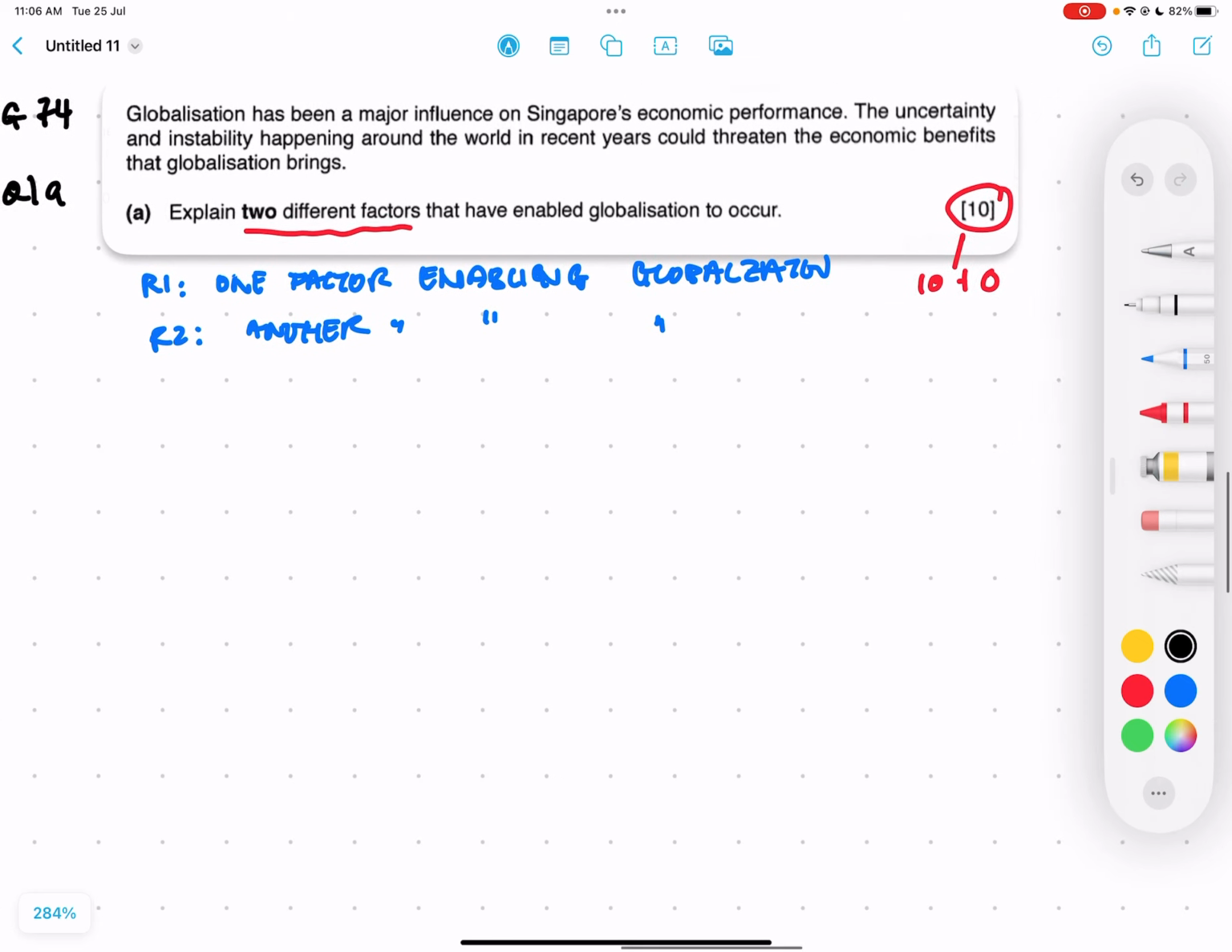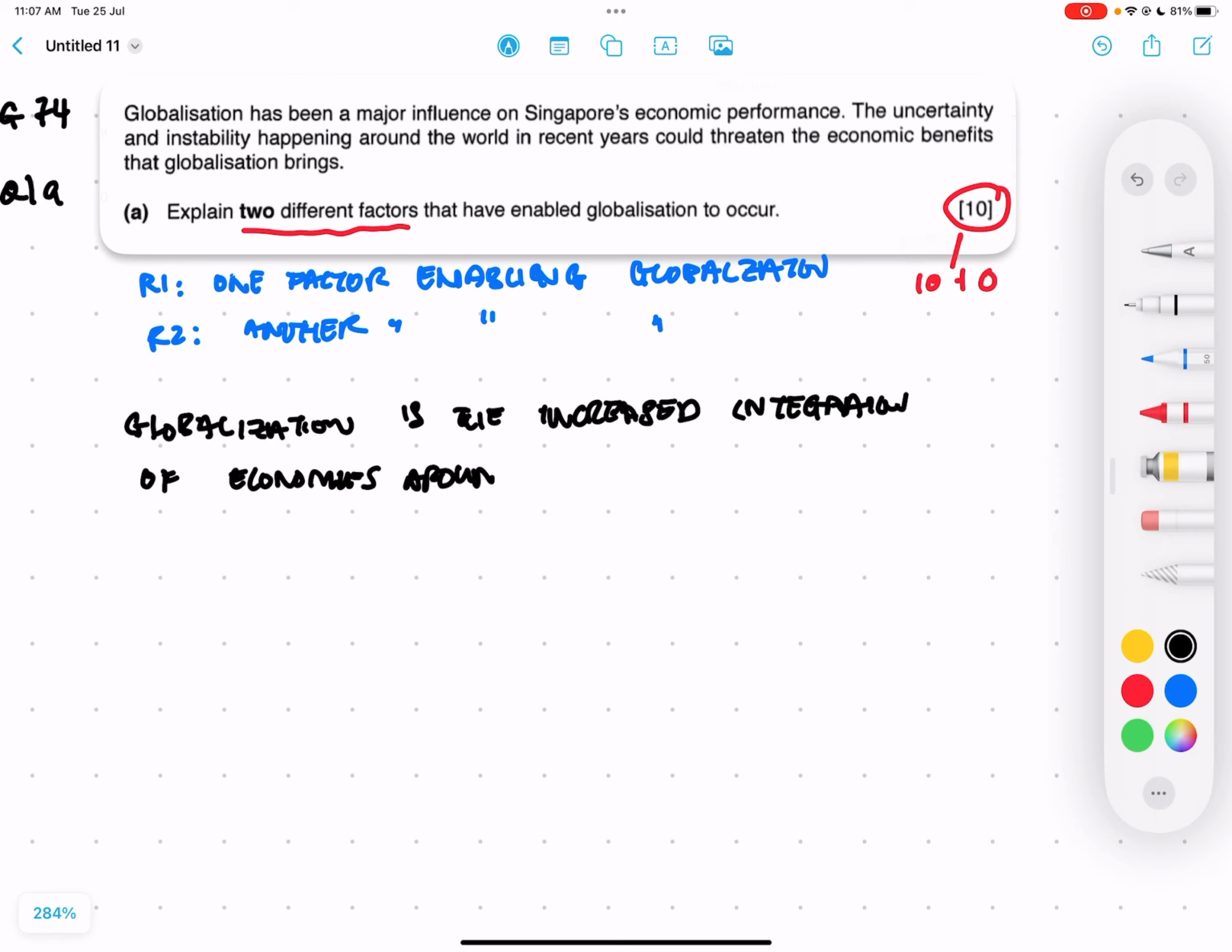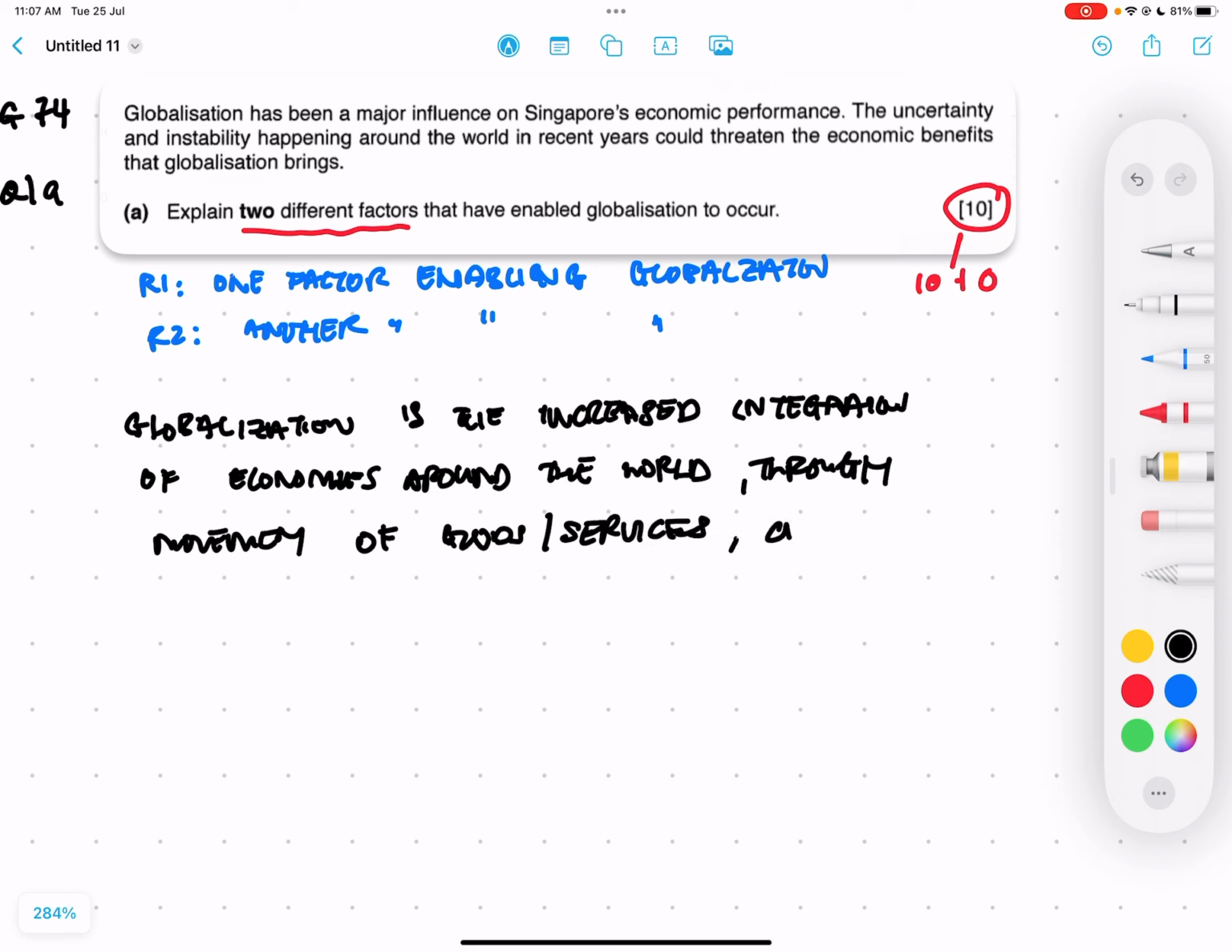Let's start off with a definition first for globalization. Globalization is the increased integration of economies around the world through the movement of goods and services, capital and labor across international borders.